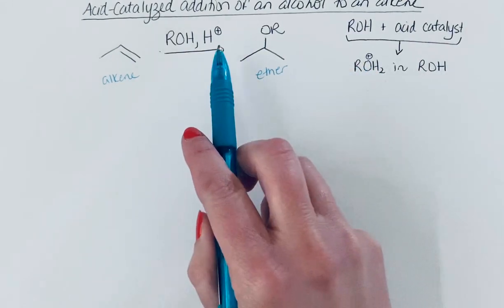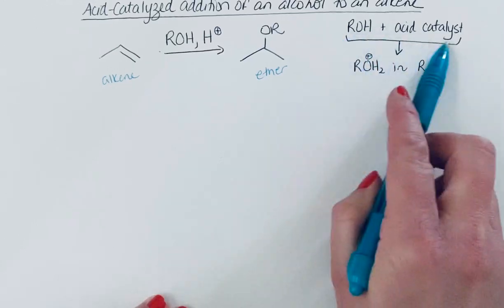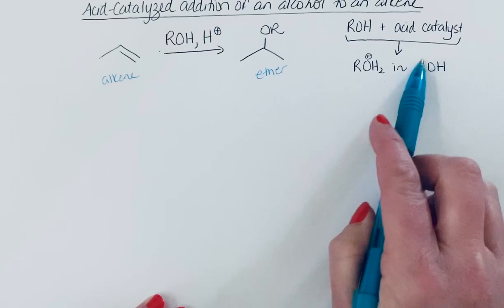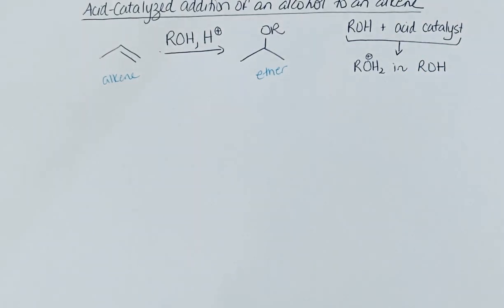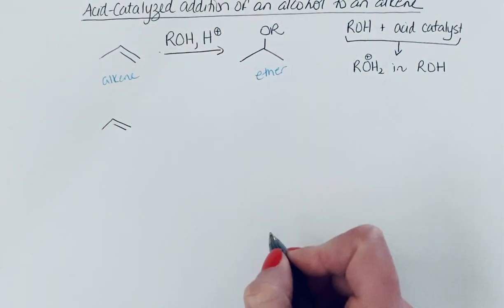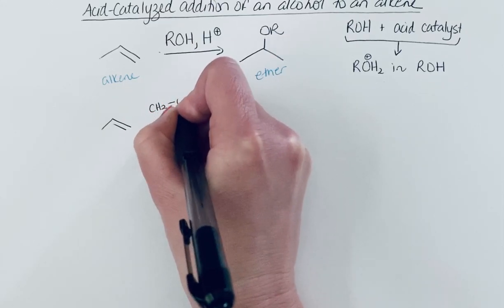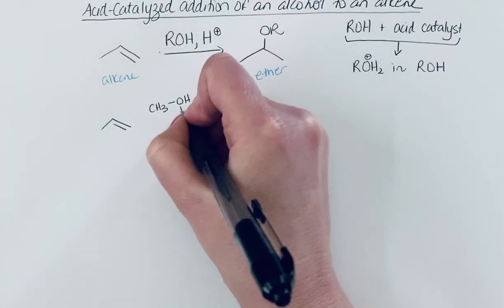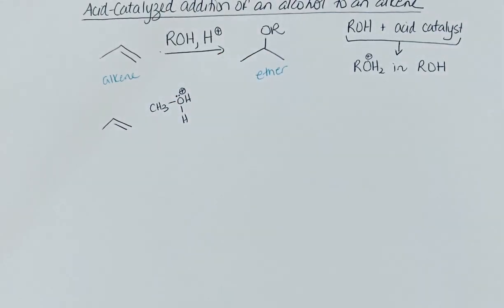So if you put an acid into an alcohol solution, if you mix these together, you will end up with some of your protonated alcohol and the majority of the solvent still being the neutral alcohol. So let's take a look at this mechanism, and I will use methanol so that it's not just an R group. Okay, so if we have methanol with an acid catalyst, we're going to have some protonated methanol. So that's what I'm going to start with.